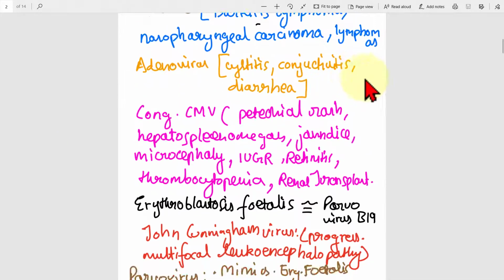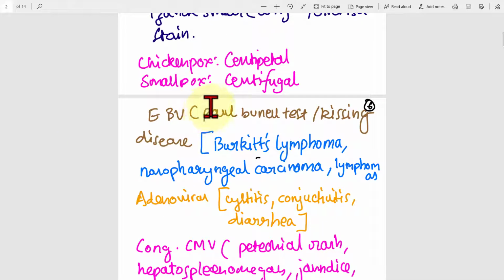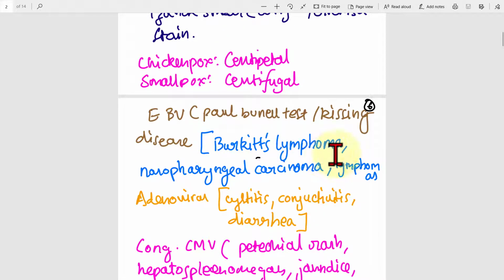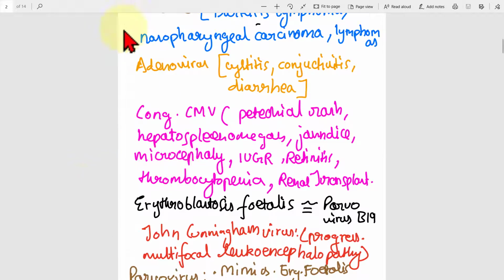And now moving on, there is something called EBV, and the test is done by the Paul-Bunnell test. It's also known as kissing disease, and it also presents with Burkitt's lymphoma, nasopharyngeal carcinoma, and also lymphomas. Now moving on, a short note on adenovirus: it can result in cystitis, conjunctivitis, as well as diarrhea. Moving on to congenital CMV, it can lead to petechial rash, hepatosplenomegaly, jaundice, microcephaly, IUGR, retinitis, thrombocytopenia, and renal transplant.